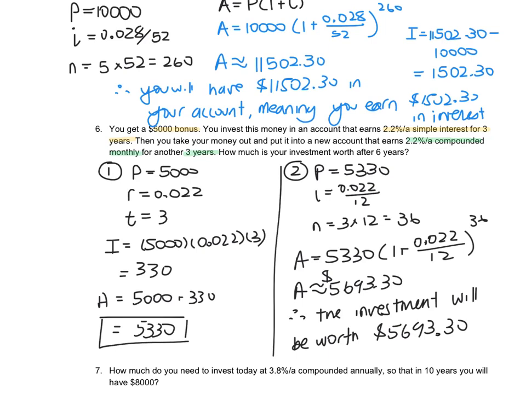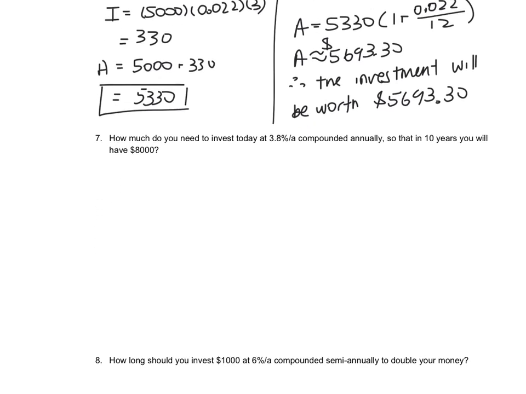All right, so when you plug it into your compound interest formula, hopefully you got $5,693.30, and that would be how much your investment is worth at the end of those 6 years, because we did our simple interest first. You took the money out and put it into the compound interest formula for 3 years, and this is how much you will have at the end. All right. Let's try another type of question.